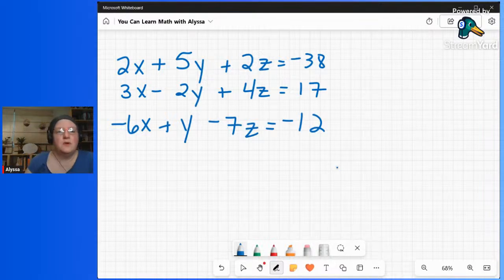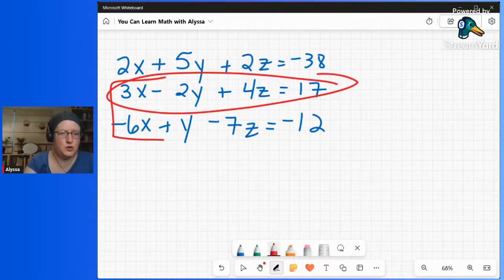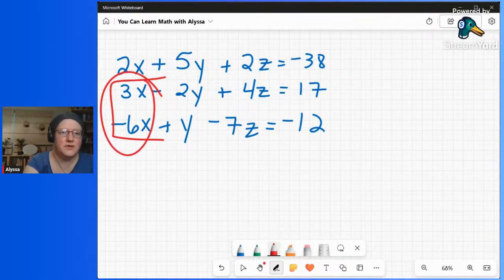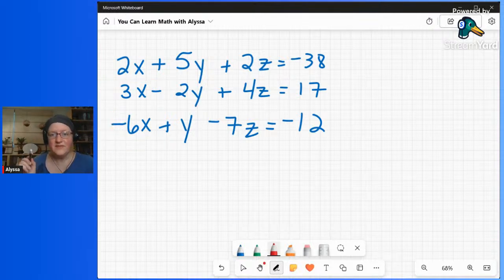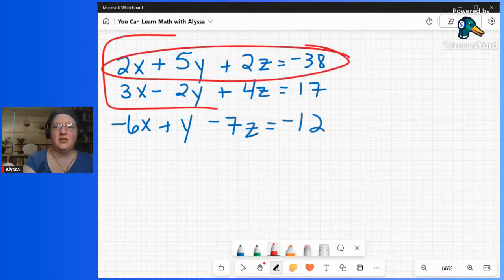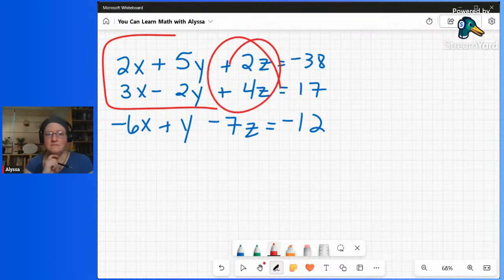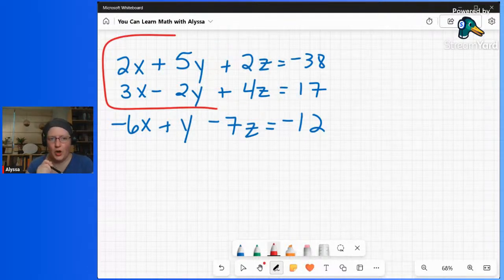When we look at this, I'm looking for things that could be easily eliminated. If I put these 2 together, I can multiply all of this by 2, and those will cancel out because that'll be a positive 6x and a negative 6x. That's my first pair. Then these 2 can go together. I multiply all on top by a negative 2, and then this will be a negative 4, and these will cancel out. And you think, okay, that's good. But is it? No.